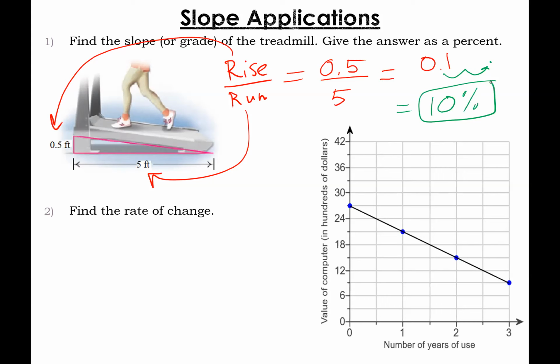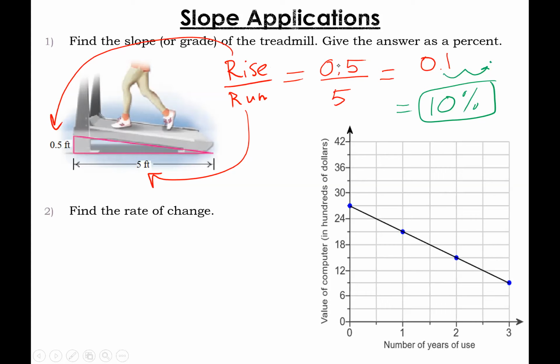So one way to think about this is the rise, the vertical change over here, is 10% of the run. So maybe for every, how do we say that? For every 100 units of horizontal distance, there's 10 units of vertical distance, something like that. Okay, so we could say that the slope is 1 over 10, or 1/10, but that's not what we're asked. We're asked to give it as a percent, so we'll just leave it like that.